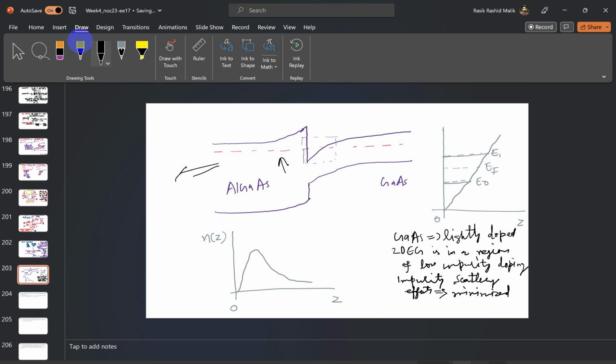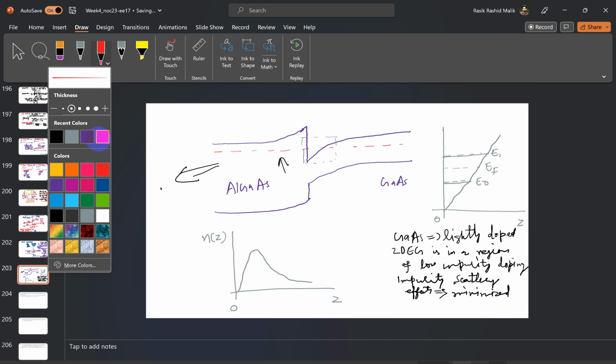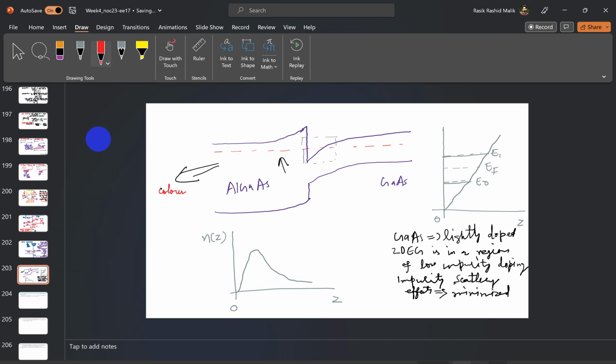So I will write it here. We will still have the Coulombic attraction of ionized impurities in the aluminum gallium arsenide.